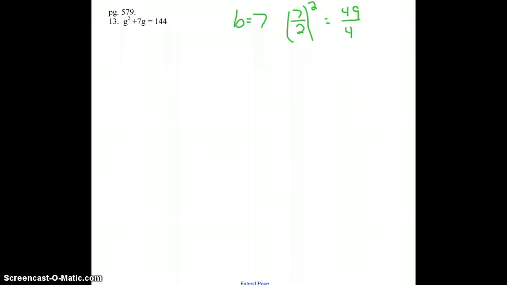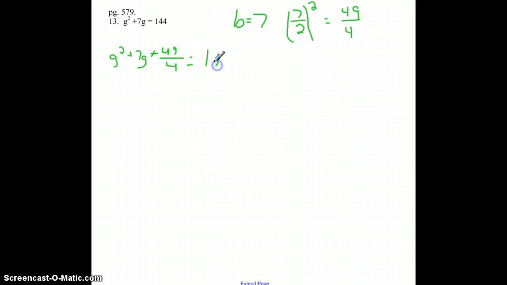So some of you might be pausing the video right now to try this out. And then let's move forward. Come back to me when you need me, okay? So the next step, we'll fill in here g squared plus 7g. We're going to add in our new c value right here, 49 over 4. Remember, what you do to one side, you got to do to both.